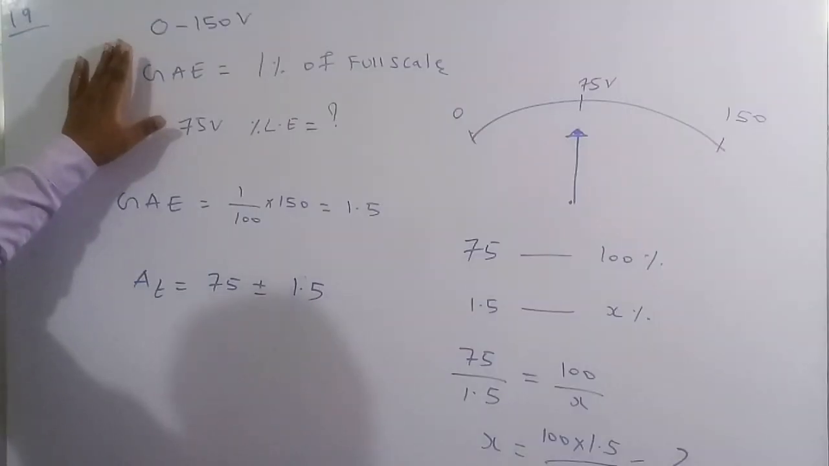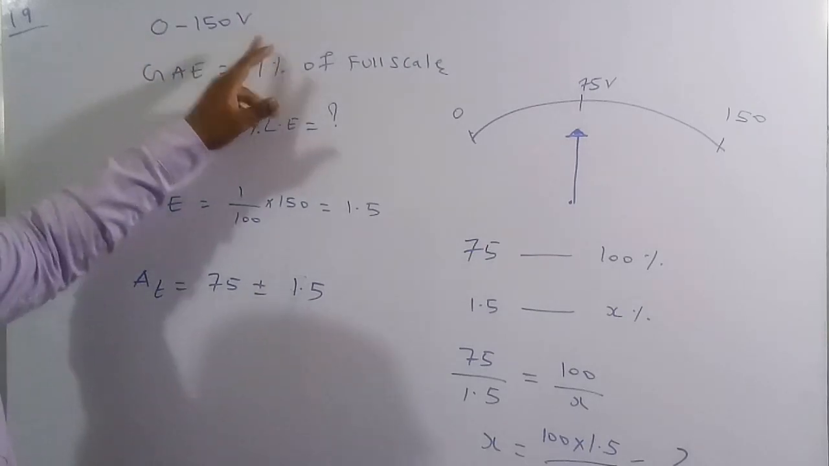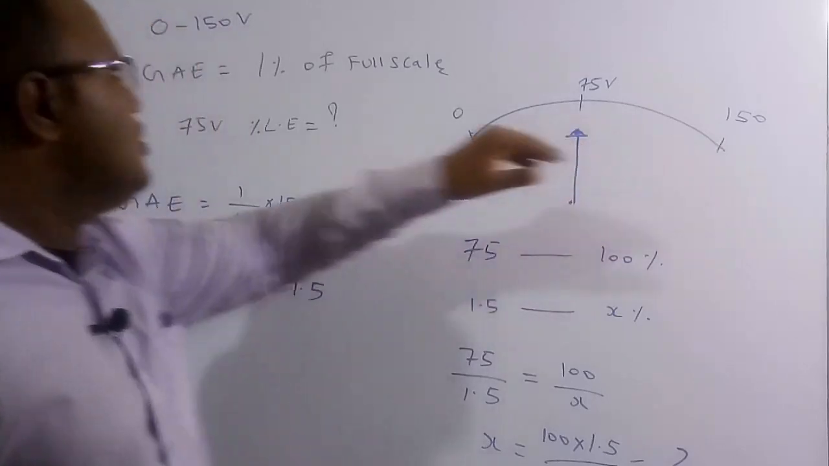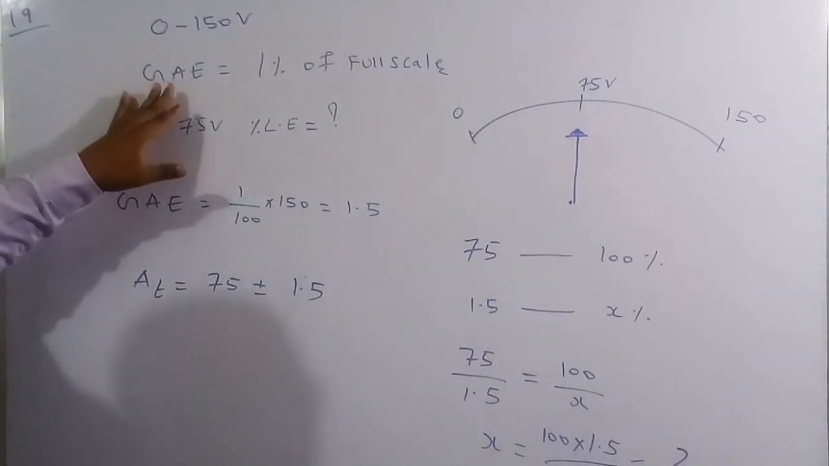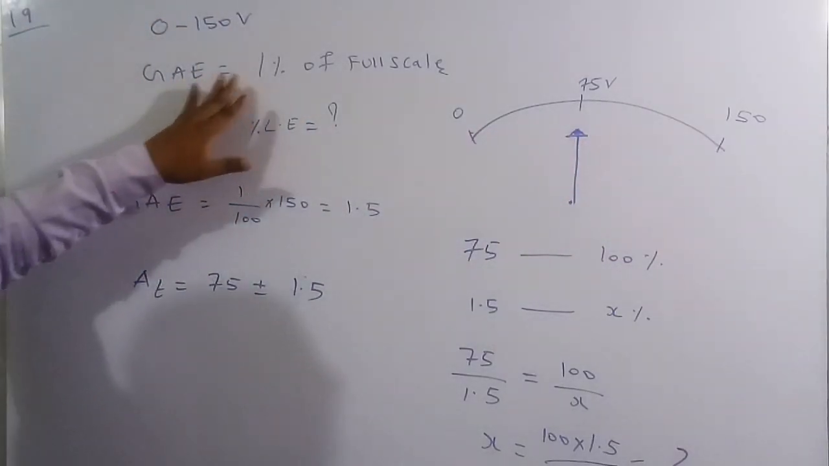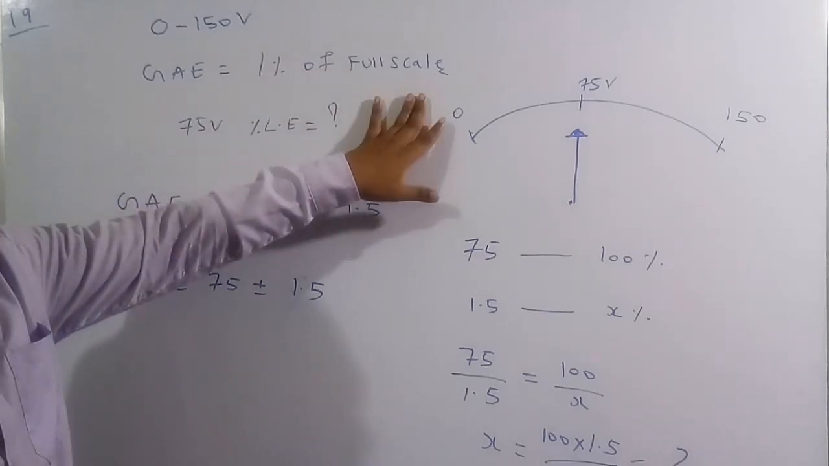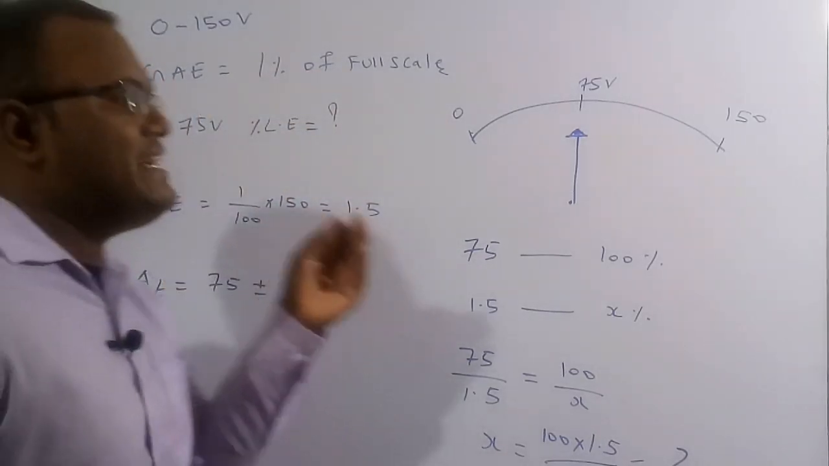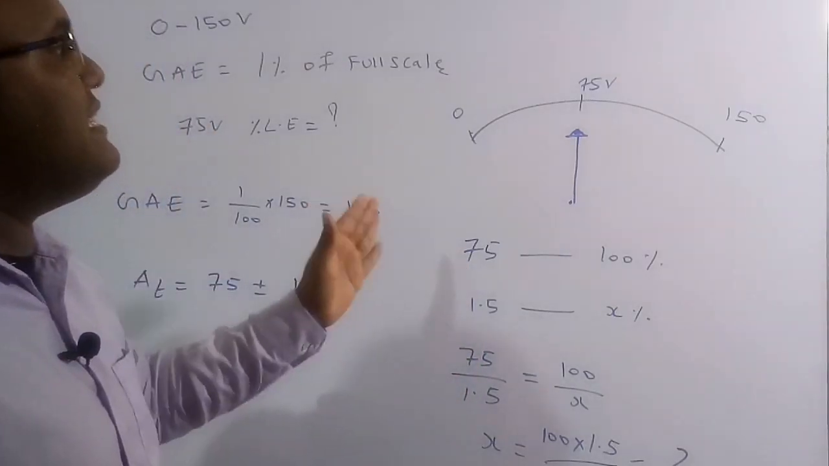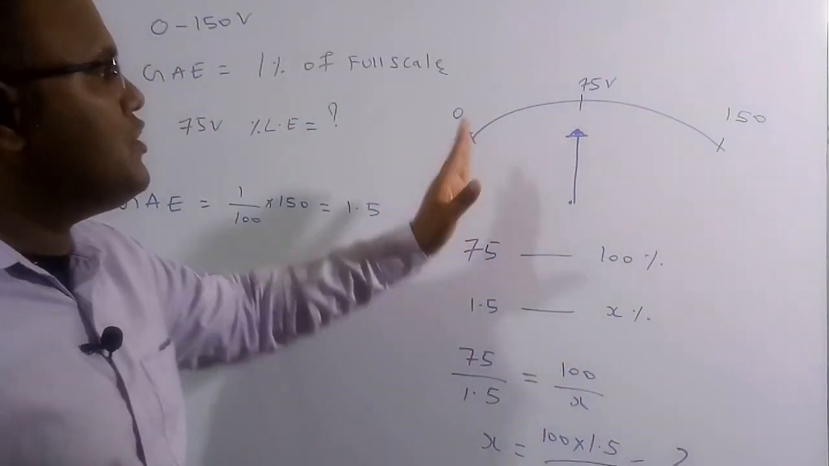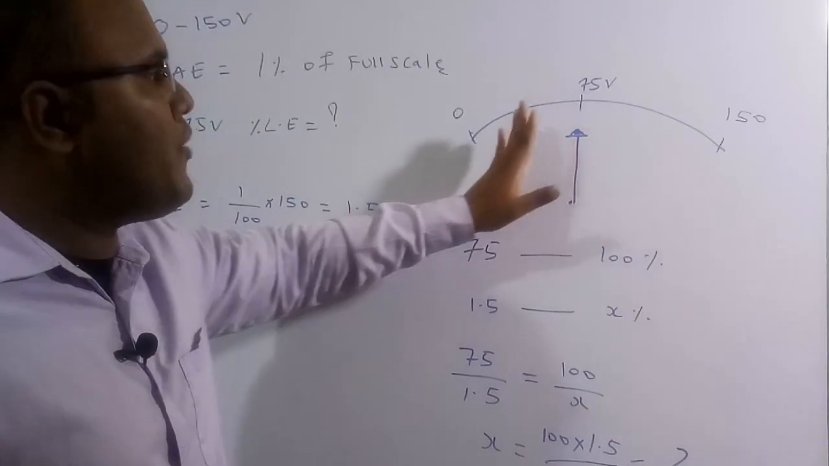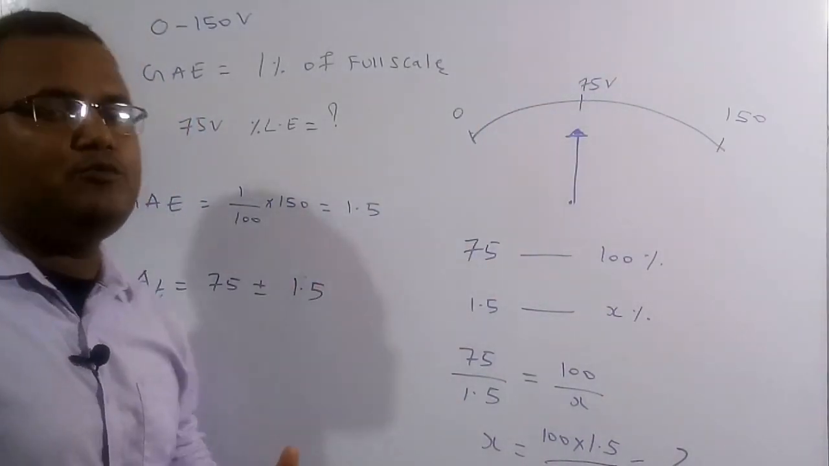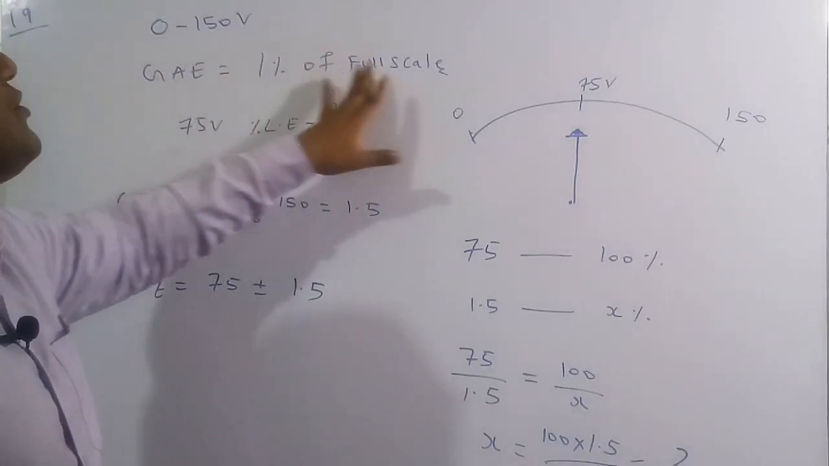This is the voltmeter which has a 0 to 150 volt range, so only 0 to 150 volt this voltmeter can measure. In the question they also gave the guaranteed accuracy error is equal to 1% of the full scale. This guaranteed accuracy error is an error associated with each and every measurement. At any measurement, wherever the pointer is, the error which is going to occur is a constant value, which is nothing but 1% of the full scale.